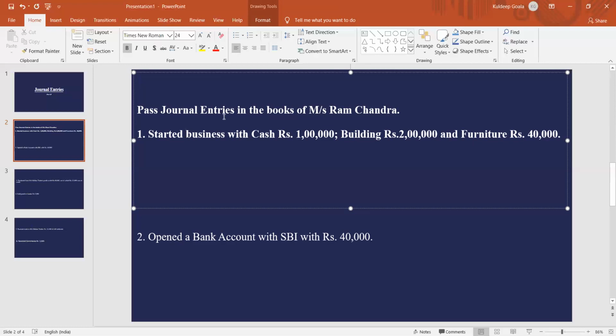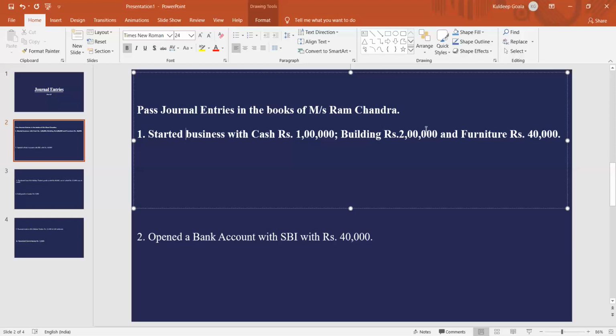So first of all, we'll understand the meaning of this transaction. It is told that Ramchandra has started business, and how he has started: with money, that is cash, rupees 1 lakh. His building was there at the time of starting the business, of rupees 2 lakh, and the furniture was there of 40,000. Okay, now I have already told you earlier also that whatever contribution the owner is making in a business will be taken as capital, right? That will be taken combinedly as capital, right?